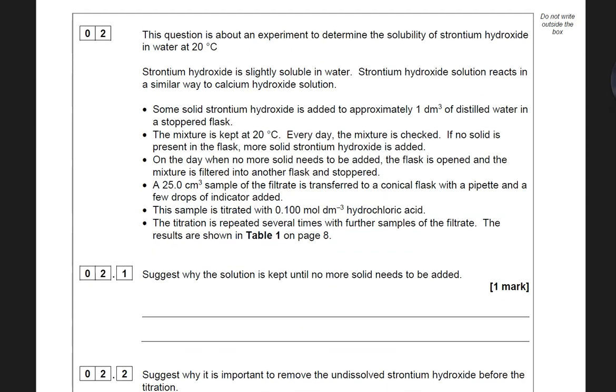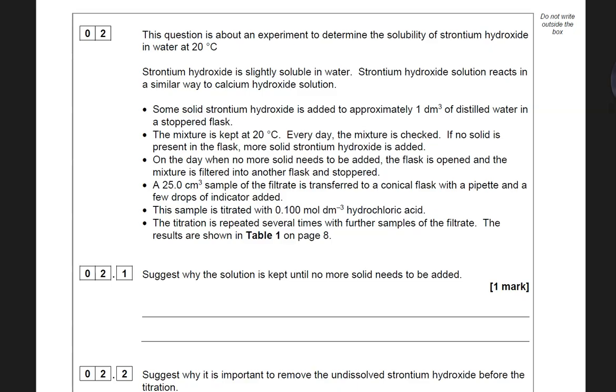The question we're going to be looking at is question 2. So let's read through the question and pick out what information we can from here. It says this question is about an experiment to determine the solubility of strontium hydroxide in water at 20 degrees Celsius. Strontium hydroxide is slightly soluble in water. Strontium hydroxide solution reacts in a similar way to calcium hydroxide solution. And then it bullet points for us the details of the experiment itself.